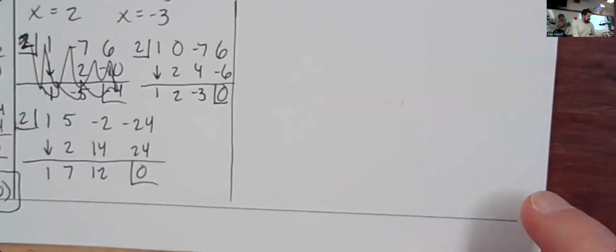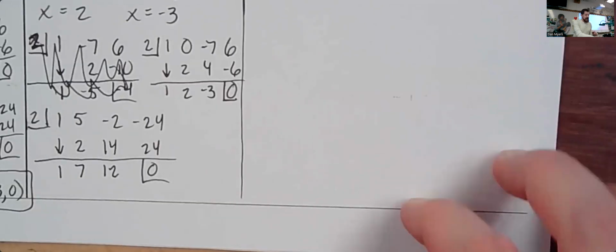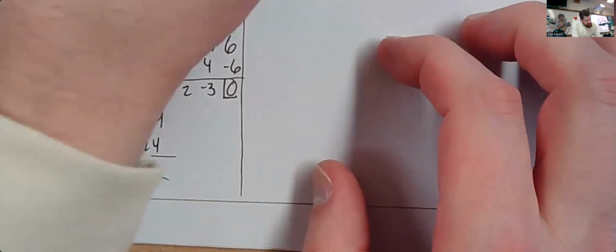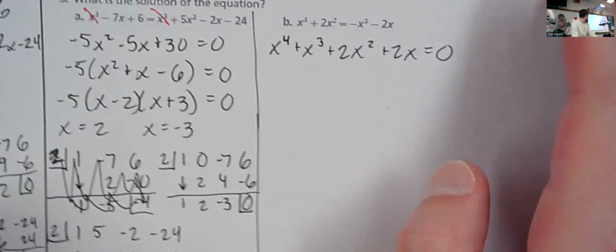Okay, part B. Let's see, if we add x cubed to both sides, that'll give us x to the 4th power plus x cubed plus 2x squared plus 2x equals 0. So if we combine both functions, that's what we get.